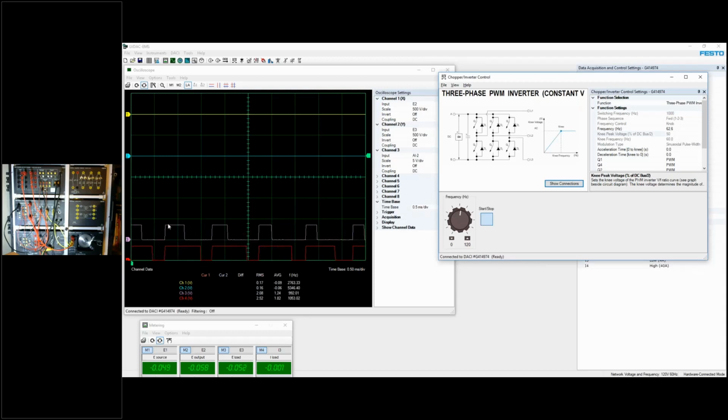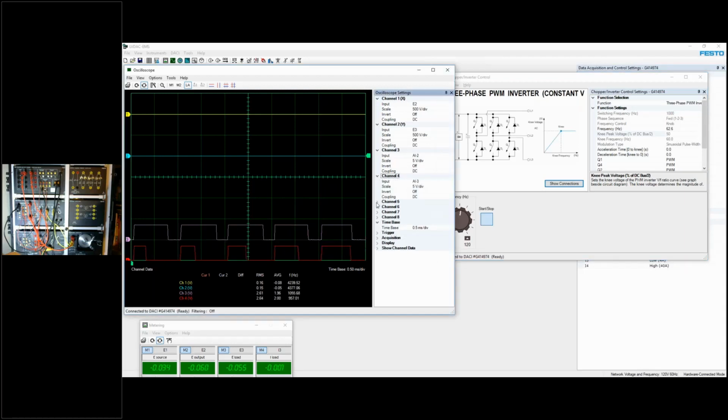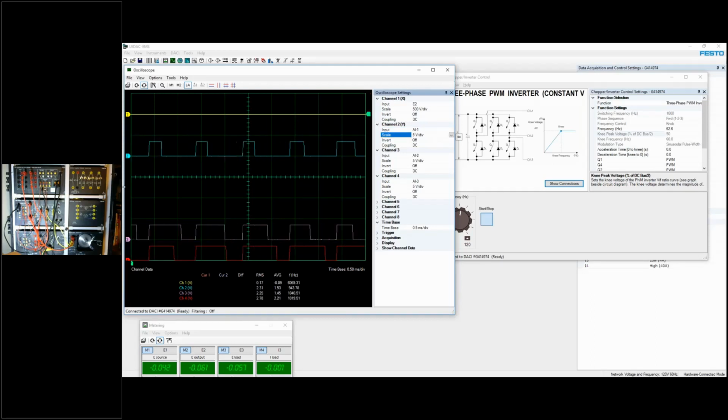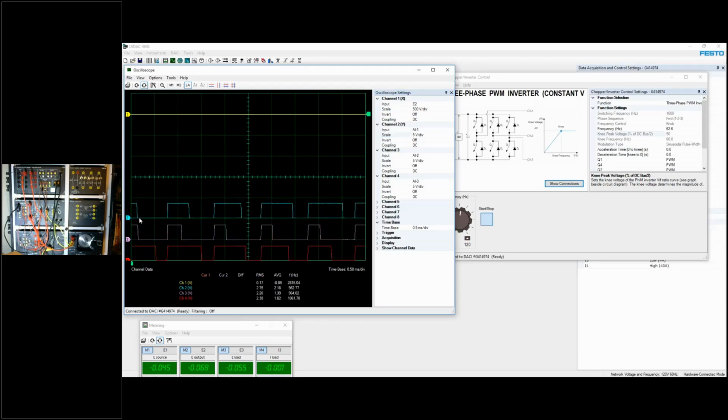On the oscilloscope side here, in fact, I'm not observing the right thing. I just want to show you AI1, AI2, and AI3. So we'll just change that to AI1 here, like this. We'll put that at 5 volts per div also. And I will change my time window here.